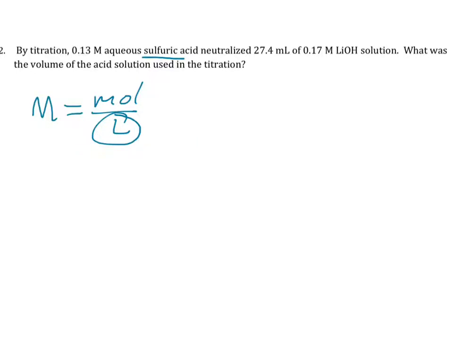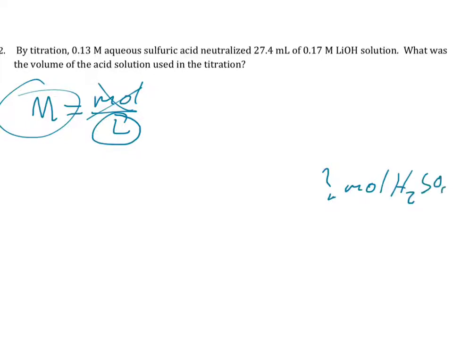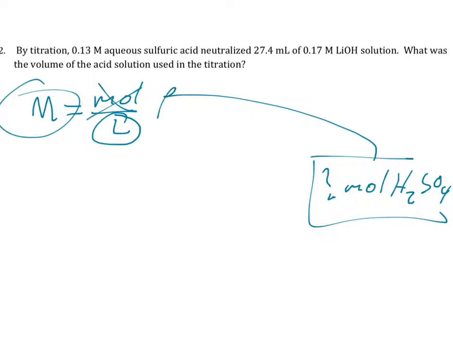And so what we need to do is we need two things. We need the molarity and we need the moles. Well, the problem gives us the molarity, but we don't have the moles. It's the same thing as the previous problem. We can somehow find the moles of the sulfuric acid, and once we find the moles of the sulfuric acid, we can plug it into that equation to then solve for liters. Well, how do we do that?